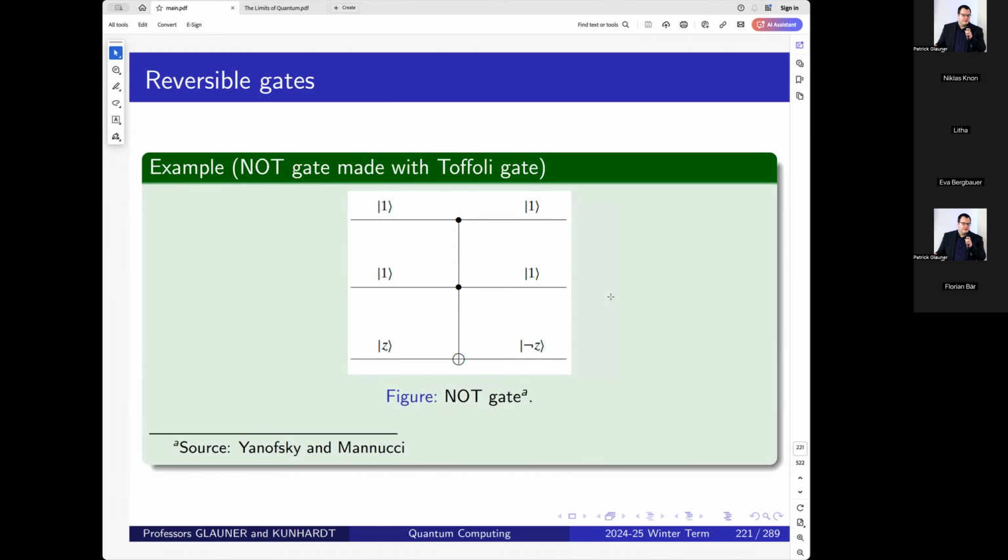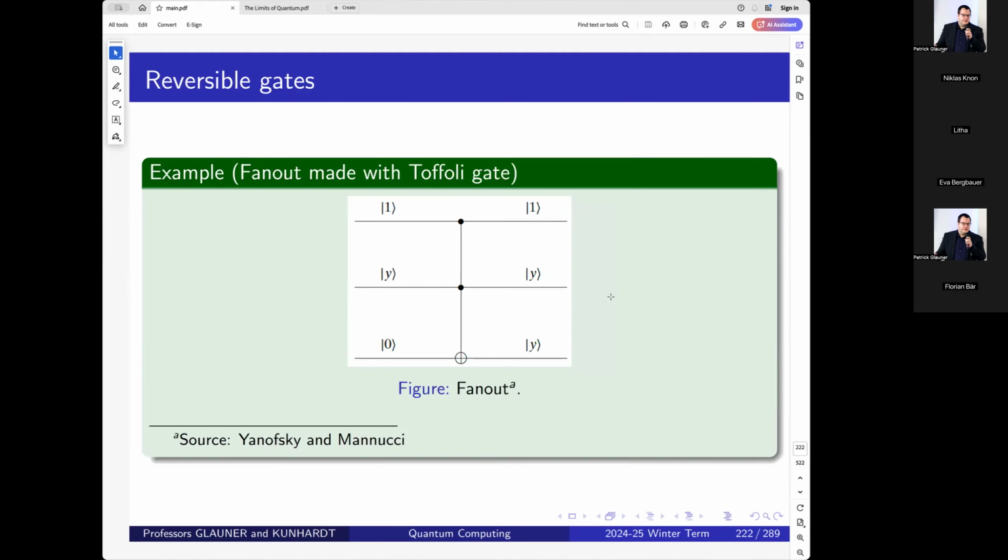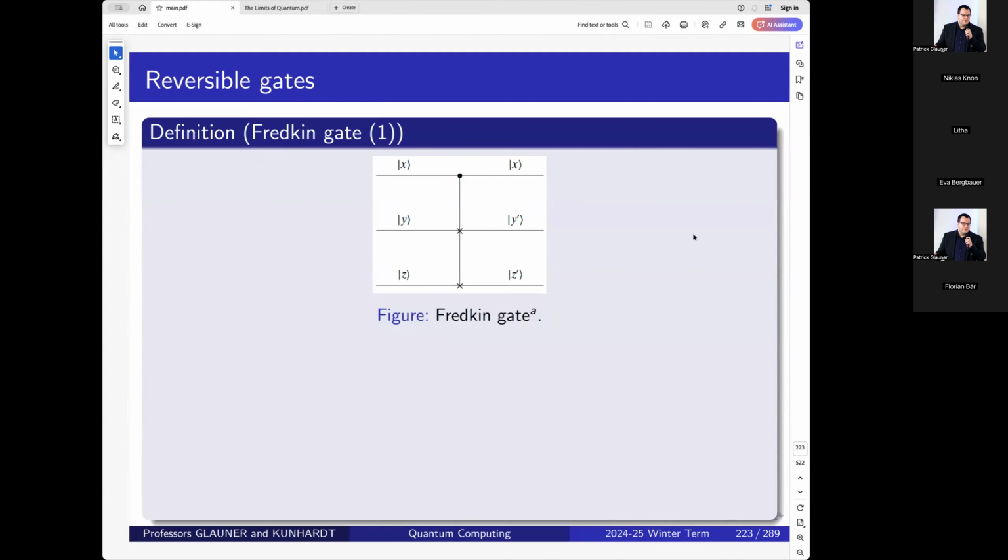Then we saw we can build a NOT gate from the Toffoli gate. We saw we can do a fan out. Fan out here in this context would mean we are copying the input y, and we have it as an output twice. This is something we will get back to very soon in today's lecture. So just remember this fan out here from the Toffoli gate.